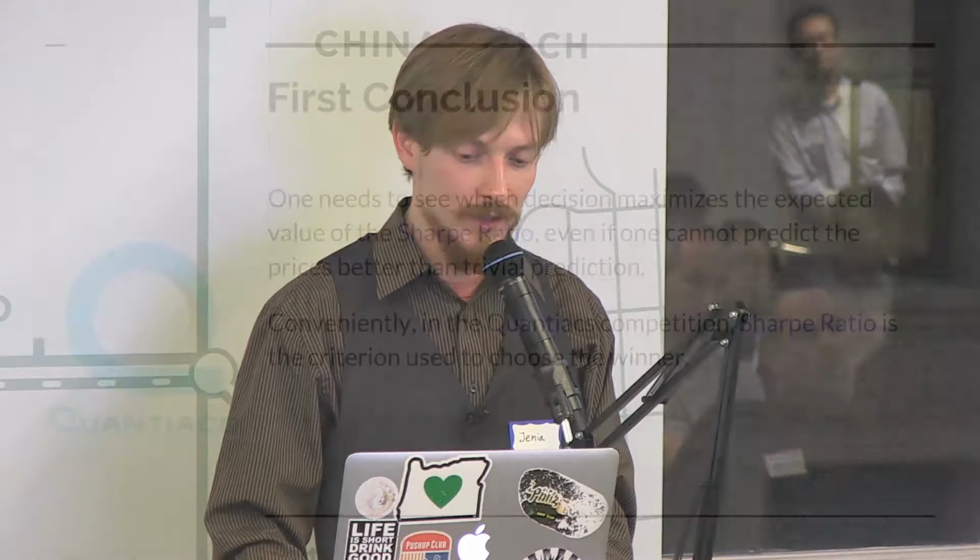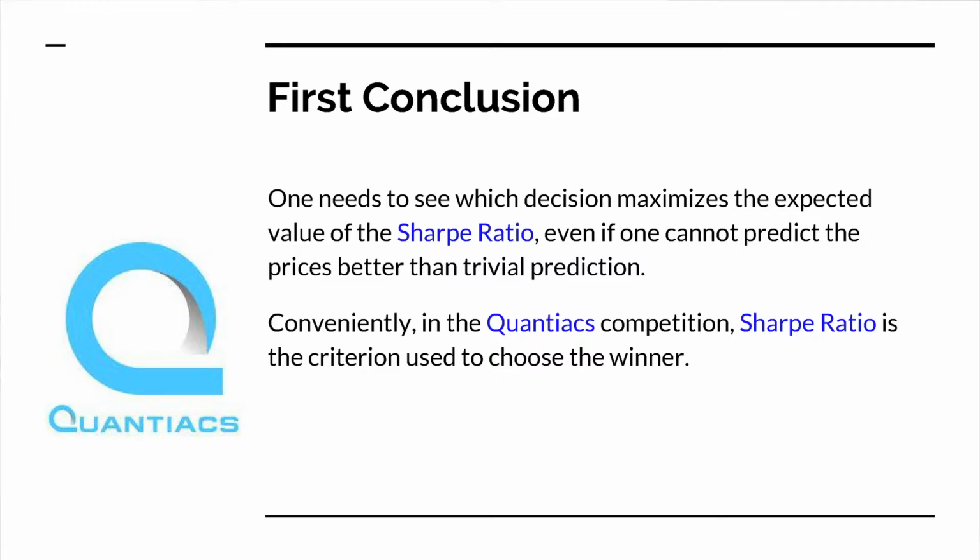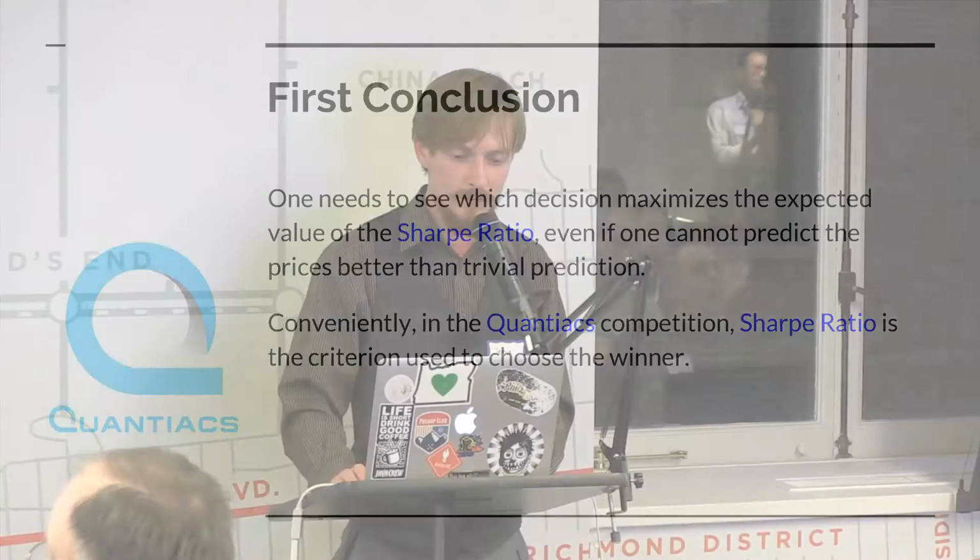All right. So now it works. It's a valid objective function. Conveniently, it's also exactly the same objective function that Quantix uses in its competition. And optimizing this objective function, we may come up with something that has positive profits, even if it doesn't predict prices better than a trivial prediction. All right, but ideally we would want to come up with a prediction that also is better than a trivial prediction, of course.